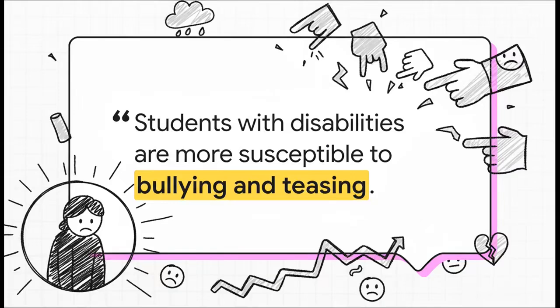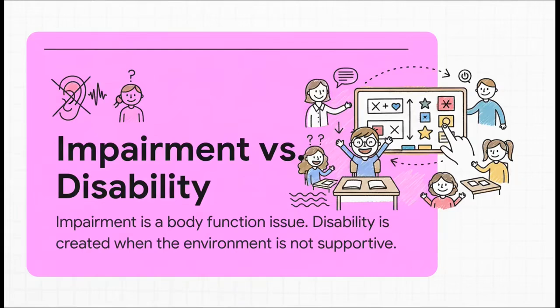And you know, this isn't just an academic problem. When the system doesn't adapt, it creates very real social and emotional hurdles. A child who feels like they don't fit in is way more vulnerable to feeling isolated and, as this quote shows, even to bullying.